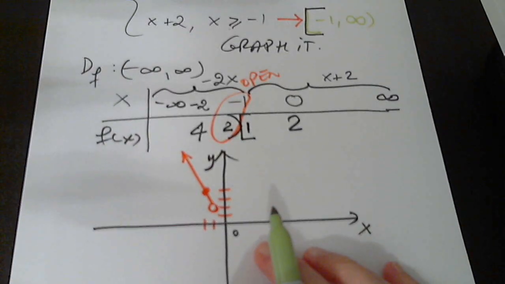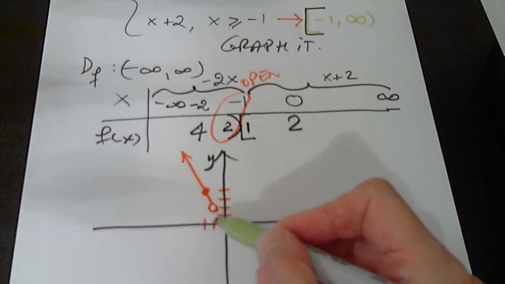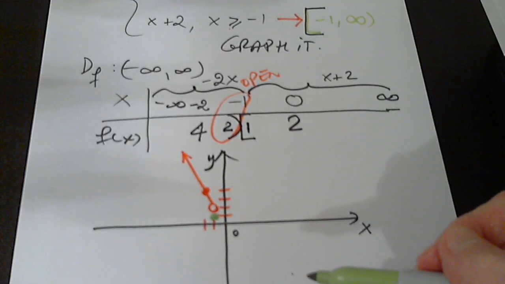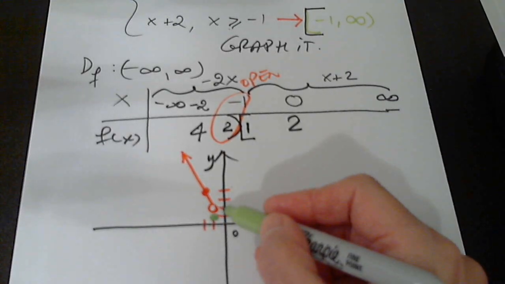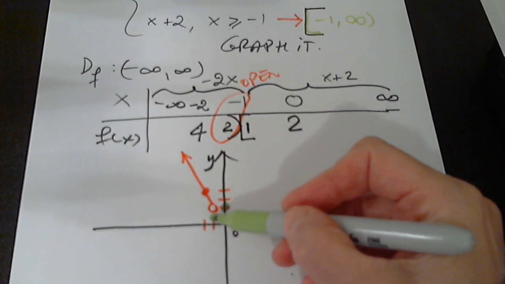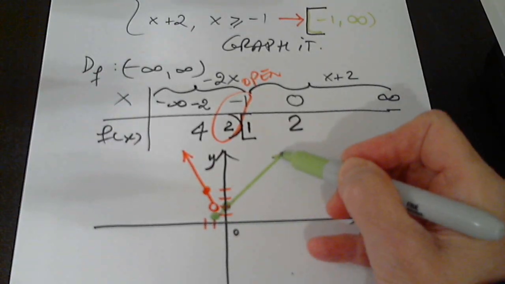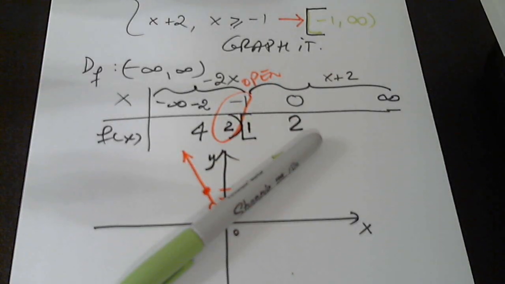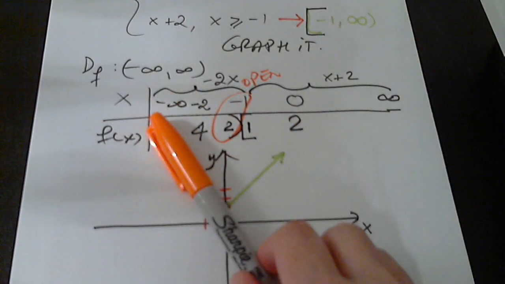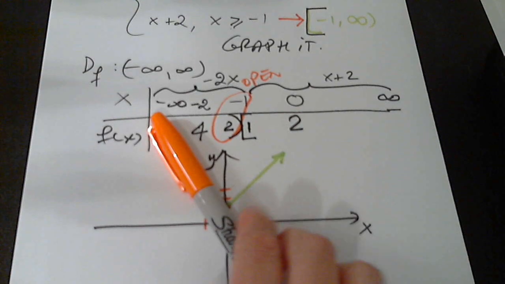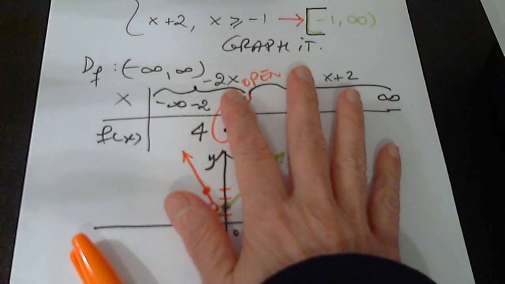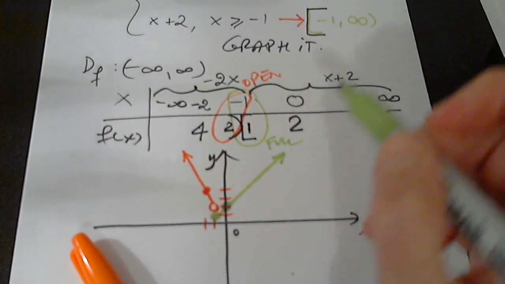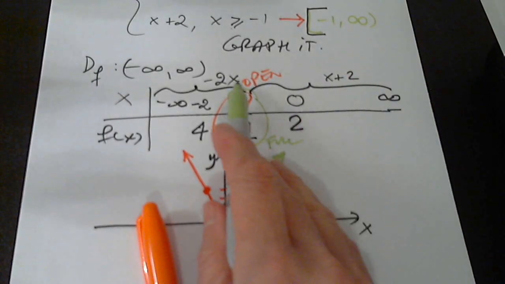-1, 1, full point. 0, 2. Do not extend the green to the left. Do not extend the orange to the right. That's why I put them up here. So this is a full point.